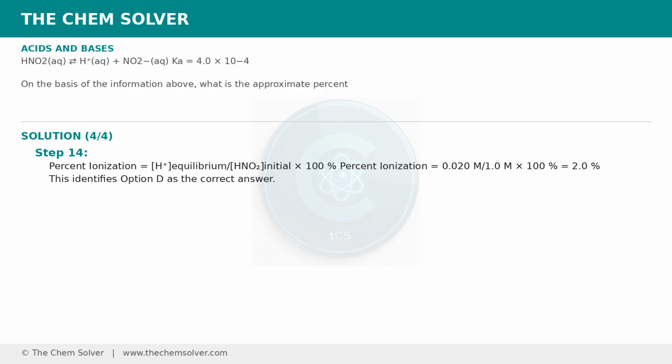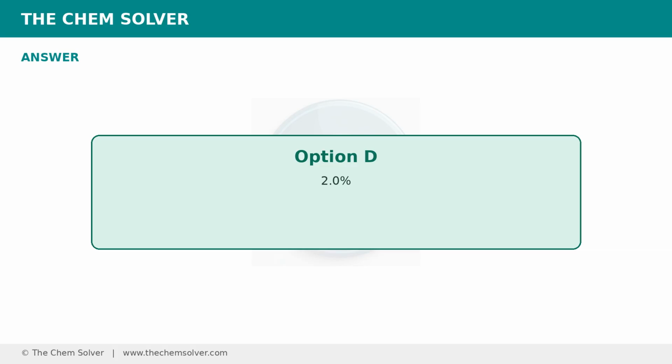This identifies option D as the correct answer. The correct answer is option D, 2%.